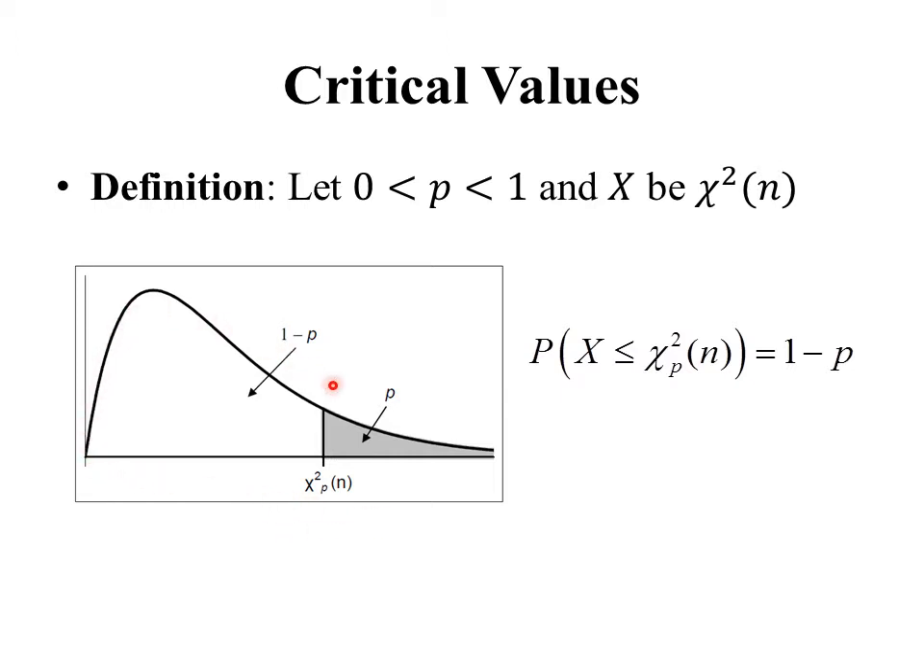Here's our chi-square density curve with n degrees of freedom. Here's our critical value. The area to the left is 1 minus p, and the area to the right is p. So we're going to use critical values of the chi-squared distribution in this goodness of fit test.